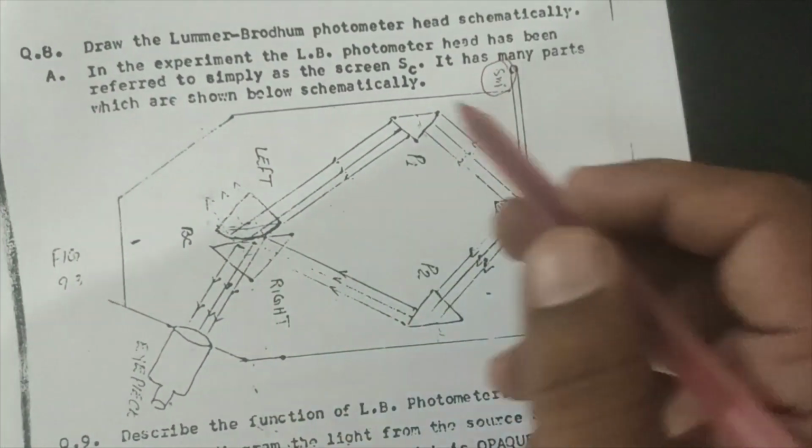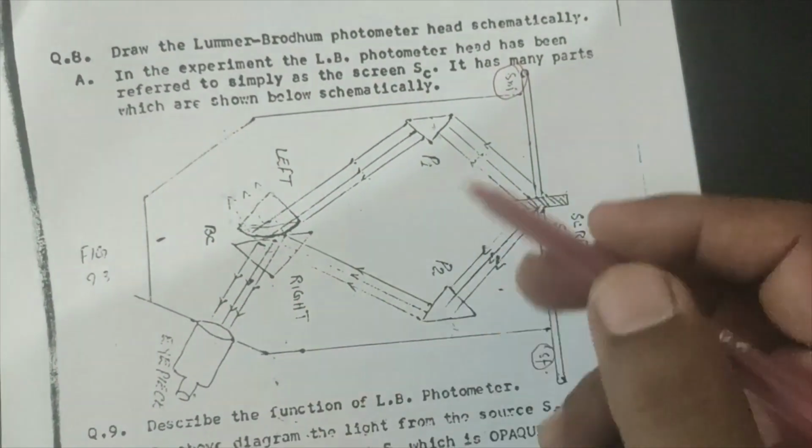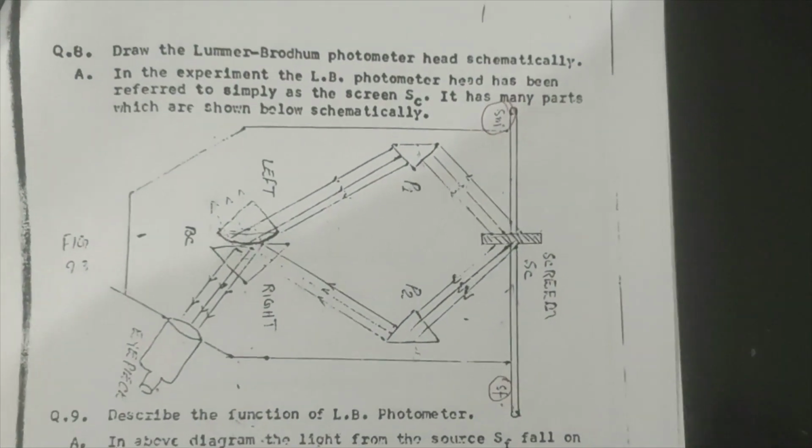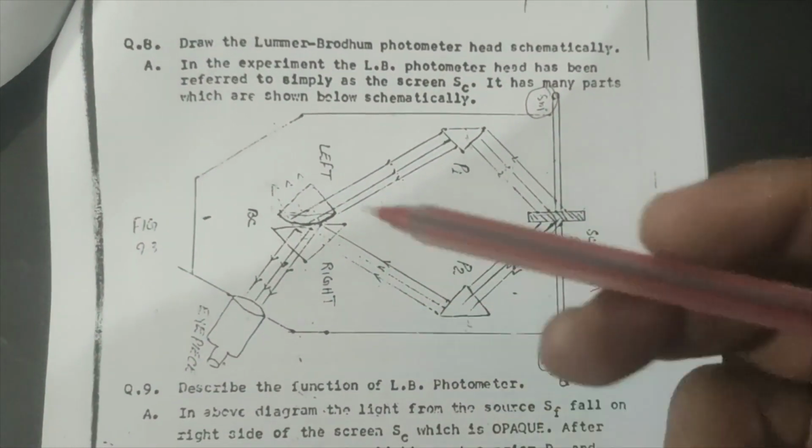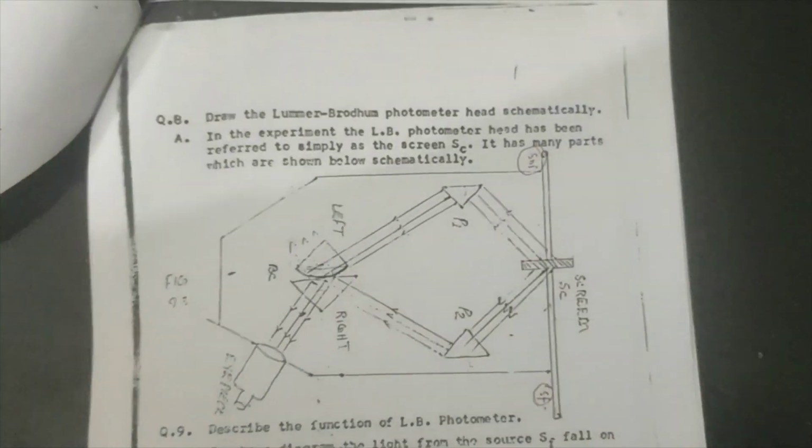What is happening inside is a different story. You can get it from anywhere, but the procedure of finding the transmission coefficient and the reflection coefficient of a mirror and the glass plate using the Lummer-Brodhun photometer is like this.